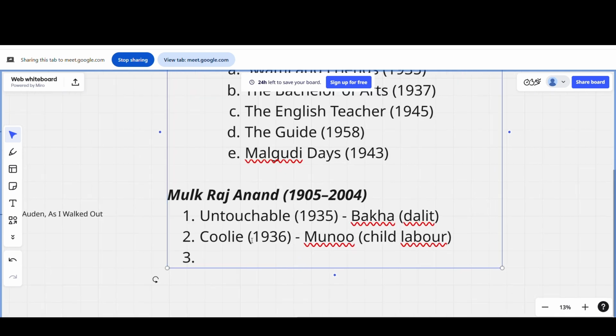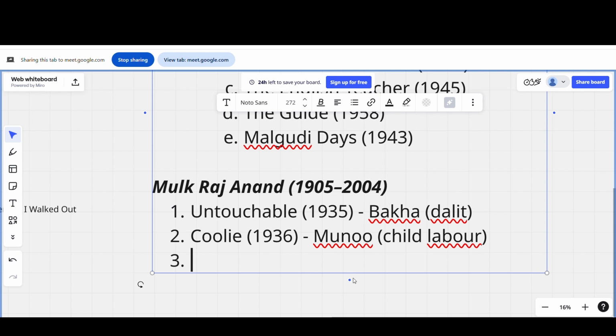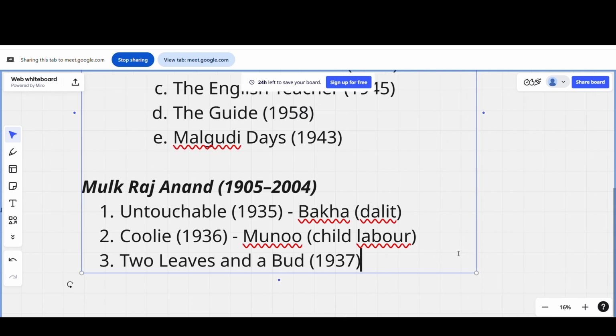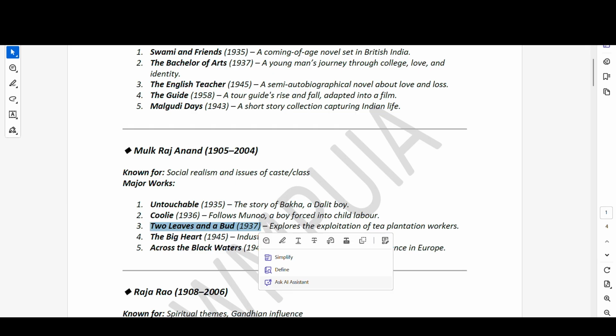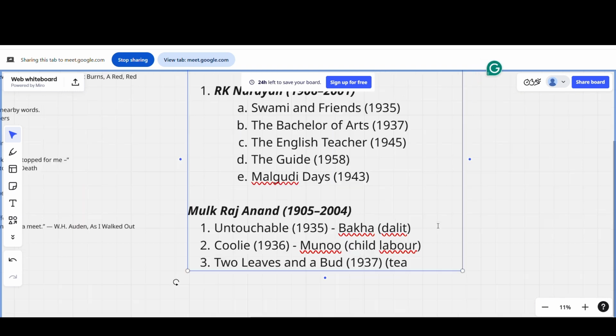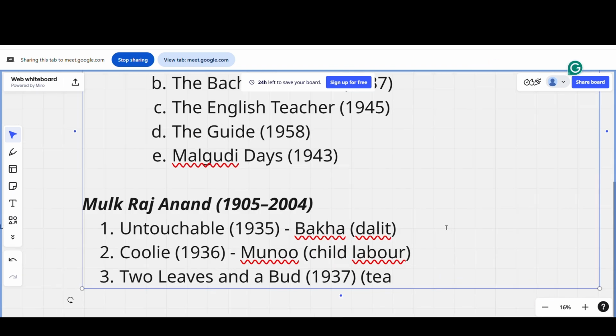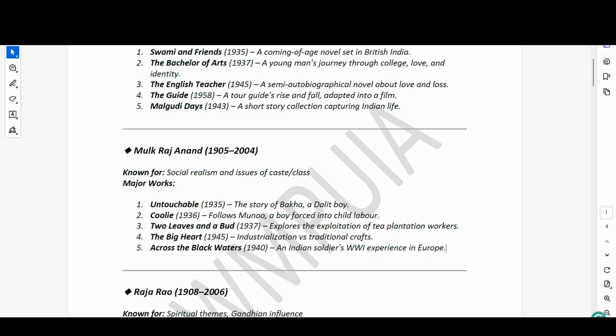Next will be Two Leaves and a Bud. It was published in 1937. Just keep in your mind, it talks about tea plantation. See, it talks about leaves and a bud and all. It talks about tea plantation, like chai. Okay, tea plantation. And next, what else?